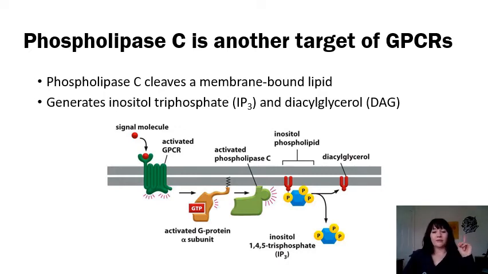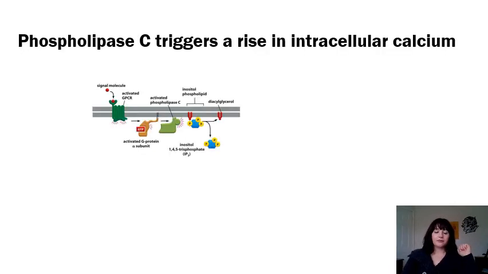So phospholipase C can lead to cleavage of the inositol phospholipid, whose resultant parts are diacylglycerol and IP3. You'll note that diacylglycerol will stay attached to the membrane, whereas IP3 is released and now it can do stuff further inside the cell. Phospholipase C is going to ultimately lead to a rise in calcium inside the cell.